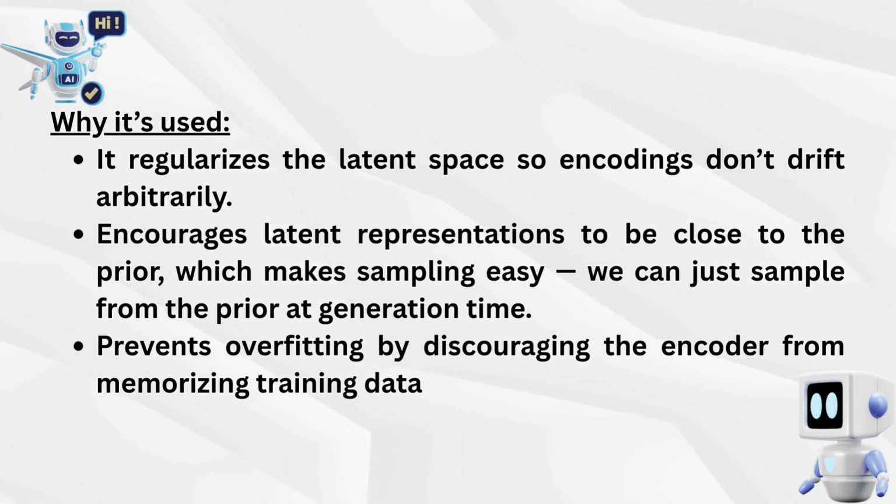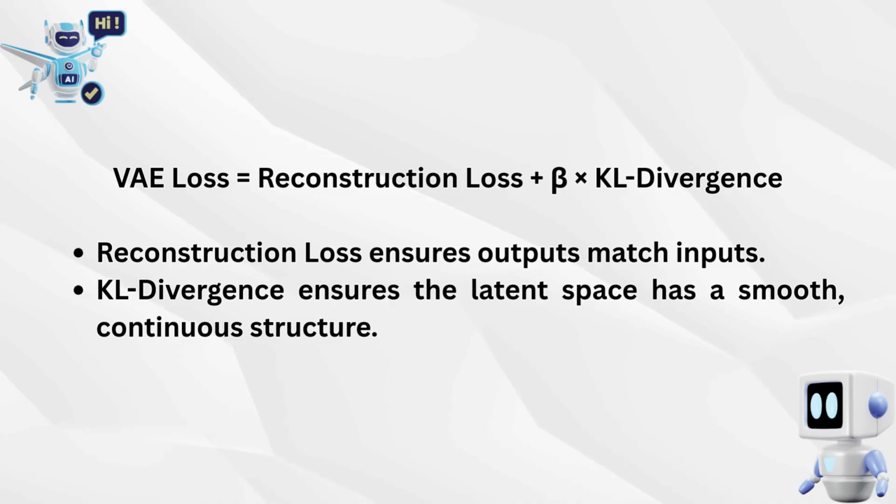Why it's used: it regularizes the latent space so encodings don't drift arbitrarily, and encourages latent representations to be close to the prior, which makes sampling easy. We can just sample from the prior at generation time. It also prevents overfitting by discouraging the encoder from memorizing training data. VAE loss equals reconstruction loss plus beta times KL divergence. Reconstruction loss ensures outputs match inputs. KL divergence ensures the latent space has a smooth, continuous structure.